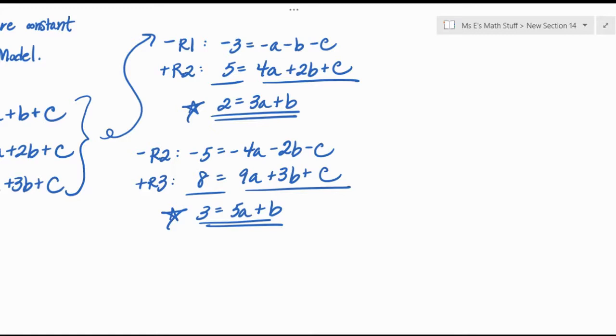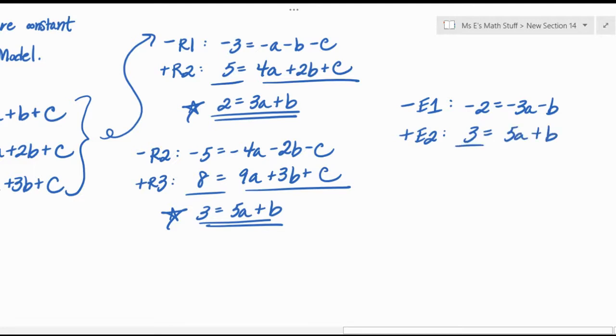I'm too lazy. All right, so I'm going to do the opposite of equation 1, which would be -2 equals -3a minus b, and I'm going to add that to equation 2. Like so, I'd end up with 1 equals 2a. Divide both sides by 2, and you know that a is 1/2.